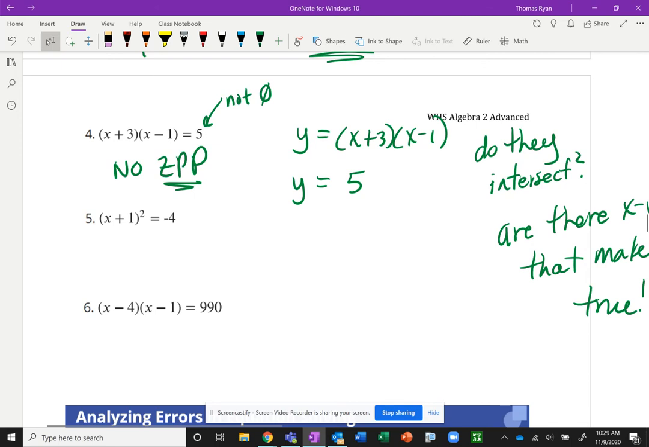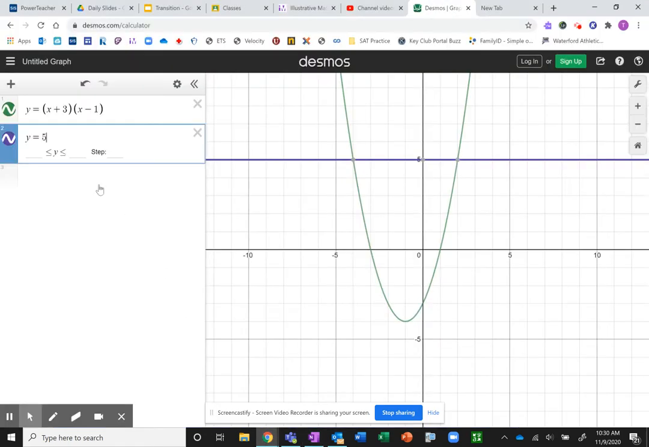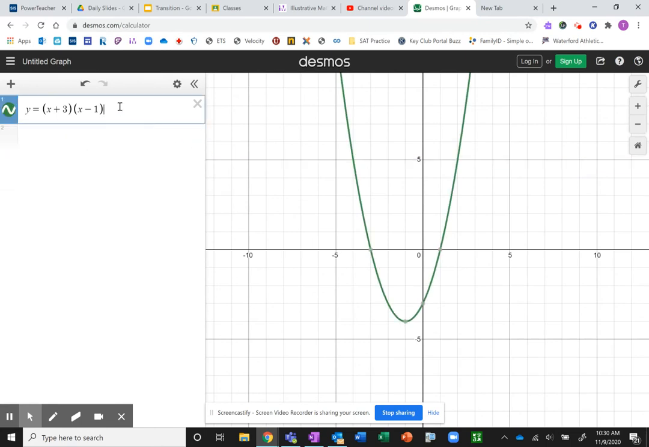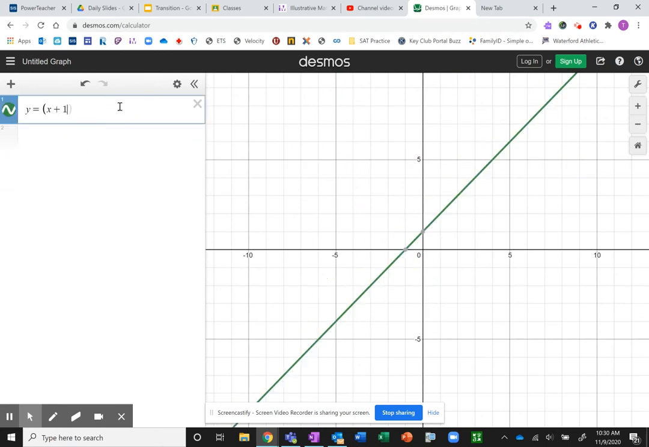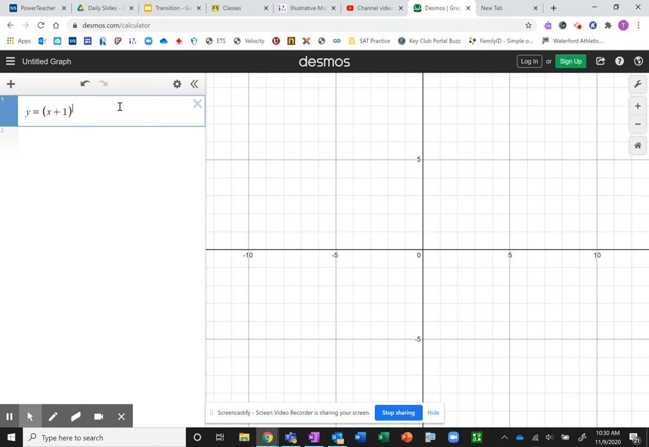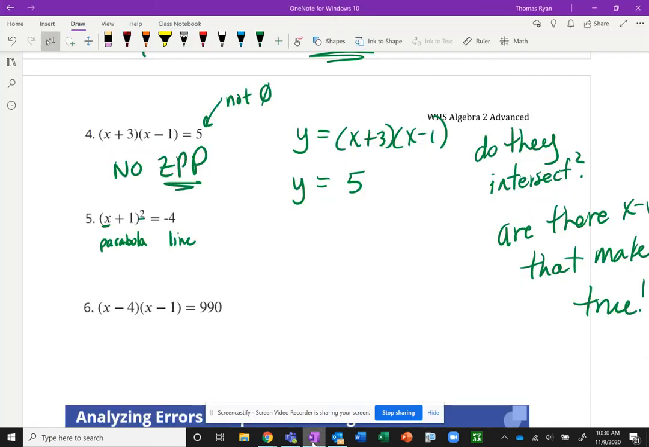Okay, now let's go to number 5 here. We're asking ourselves, here's the parabola over here. We know it because it has an x and a squared, and here's a line. So we ask ourselves, what values of x will make the parabola and the line true at the same time? So let's go to Desmos. X plus 1 quantity squared, and the line, what do we got?